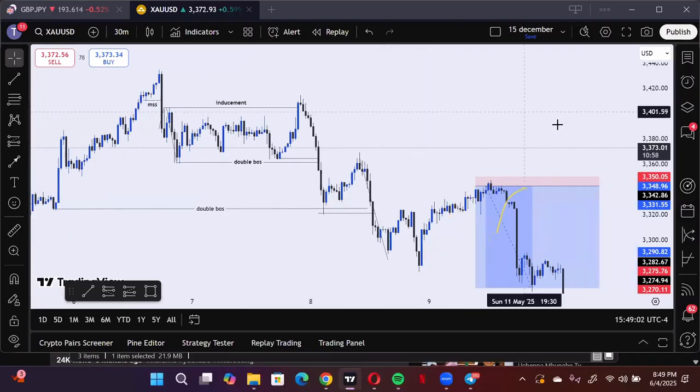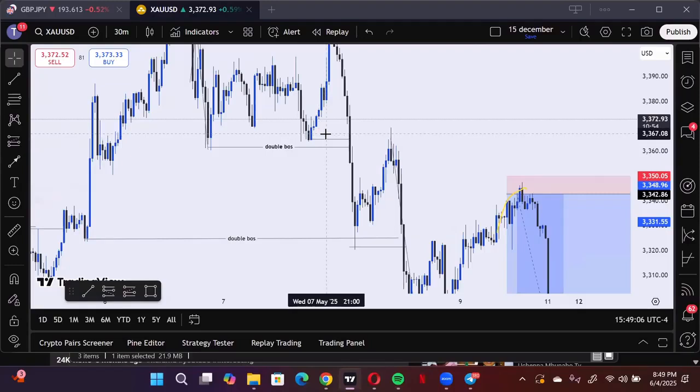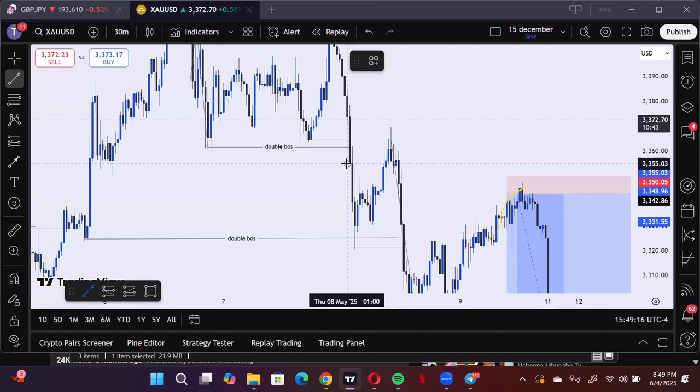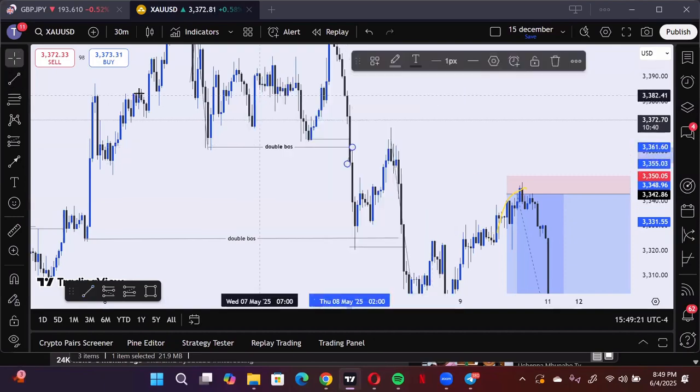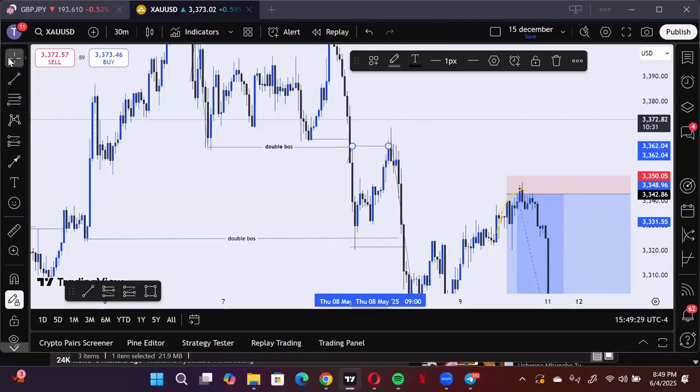It also works for double break of structure scenarios. In this scenario, price gave us a double break of structure here, another double break of structure, and then market made a pullback. After this candle closed, it made a pullback, which is this candle wick. That was the pullback. This candle wick is what our inducement is. So it can be a wick, it can be multiple candles, depending on how market was reacting at the moment. But this is what our inducement is.